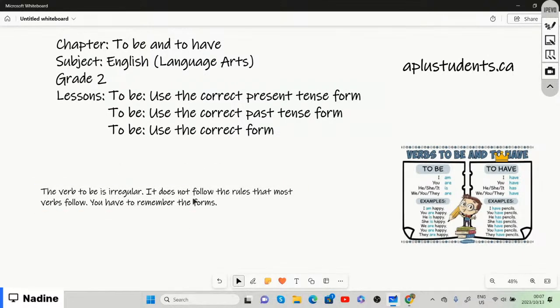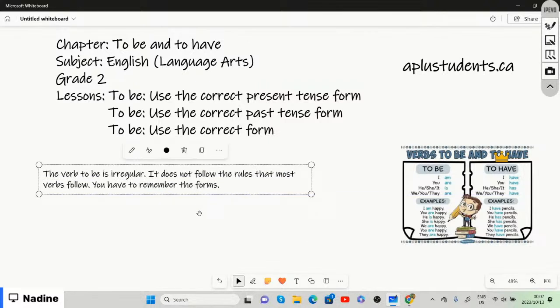So to be and to have, it's basically a verb. And the verb to be is irregular. So we do have regular verbs and we have irregular verbs.